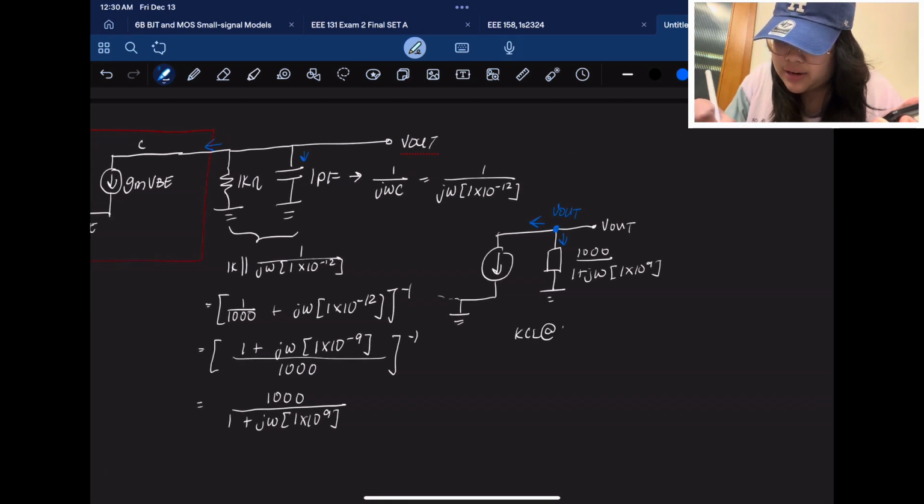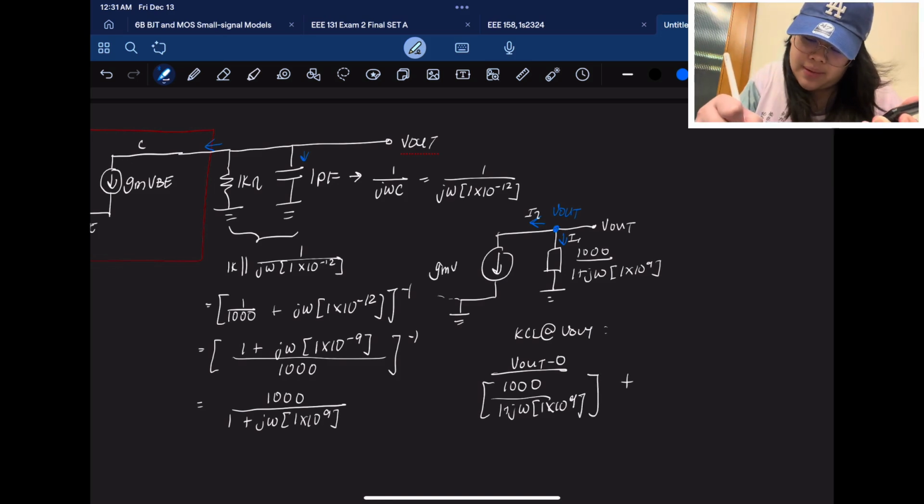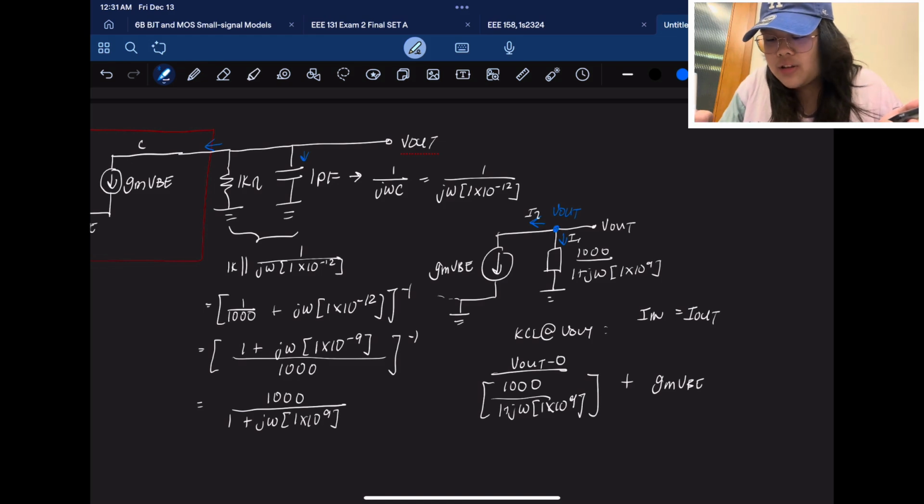KCL at V out equals I1 plus I2. I1 is just V out over the resistance, V out minus 0 to be complete, over 1,000 over 1 plus JW times 1 times 10 to the positive 9. Plus I2, this is gm VBE. Again, I in equals I out, but since everything is just out, it equals 0.